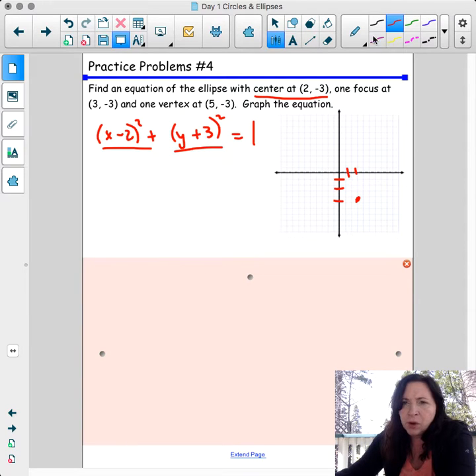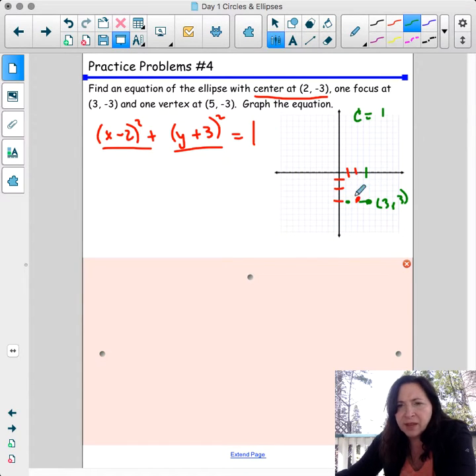And I know one focus point is at (3, -3). So that means this is my center. This is one of my focus points. Remember that my focus points are on my major axis. So I have one focus point at (3, -3), which means the distance from my center to my focus point is 1. So c is equal to 1.